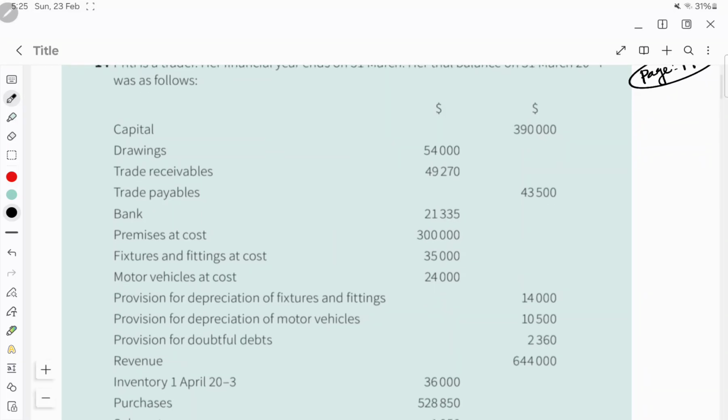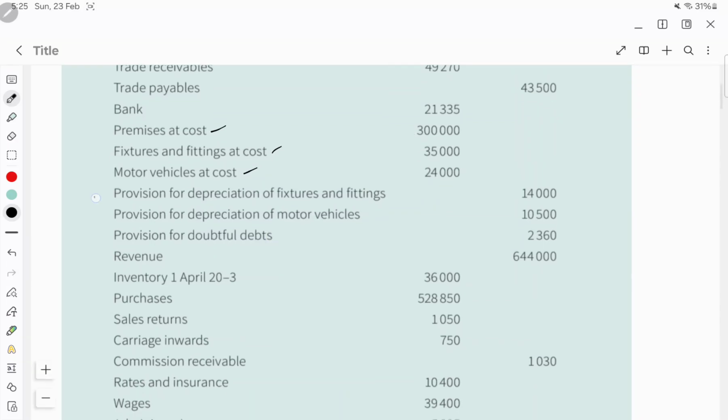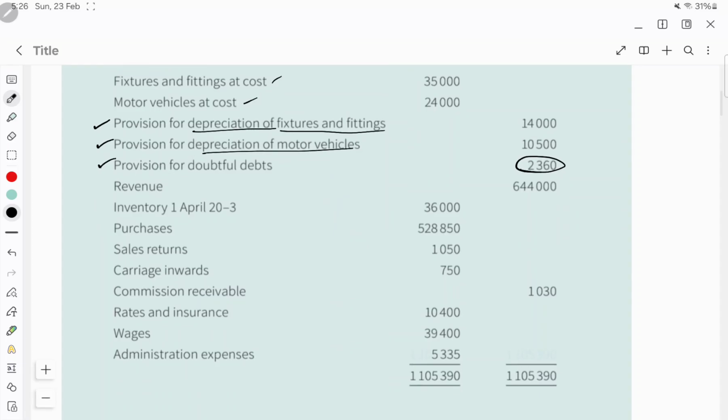See here, capital balance is given, drawings, trade receivable, almost all items are there: assets, liabilities, capital, everything. Assets: premises, fixtures and fittings at cost, motor vehicle at cost, and provision for depreciation on each of them as well. Then provision for doubtful debt, this is the old provision from last year. And revenue is given, opening inventory, almost all the items are here.